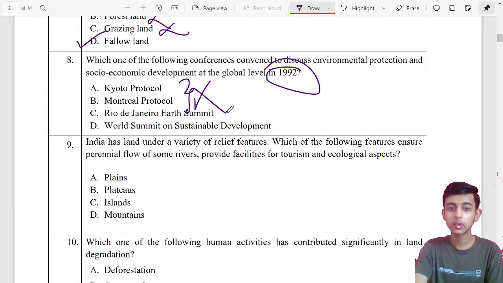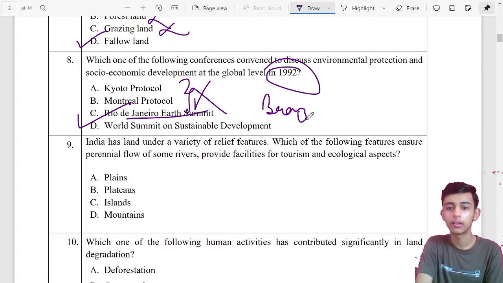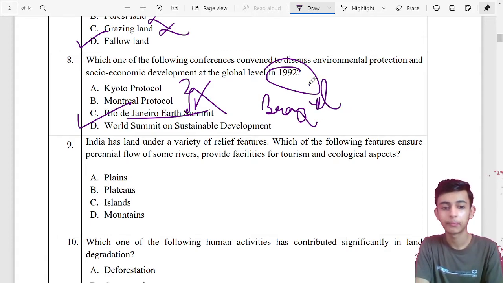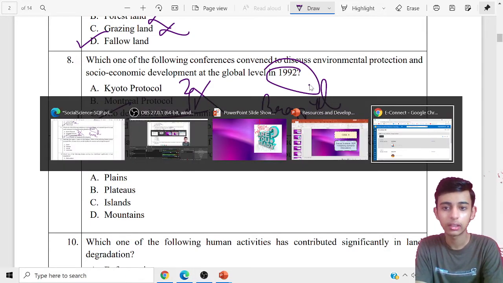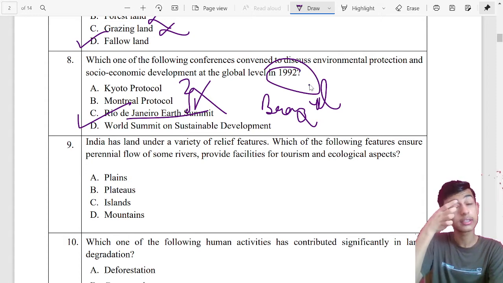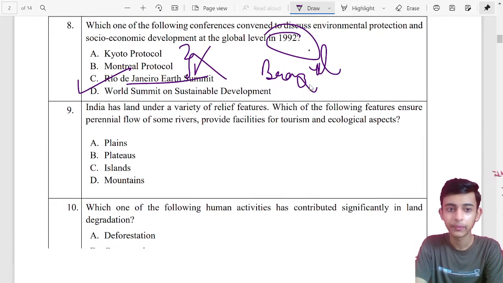These are the two things which we never discussed in 10th grade, right? Now the confusion can be between C and D, but it is C. Rio de Janeiro World Summit, which was held in Brazil. Okay, is that clear? Sure. This was held in Brazil.